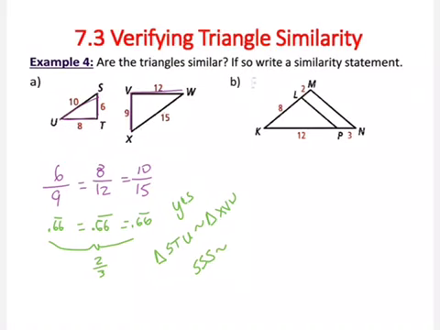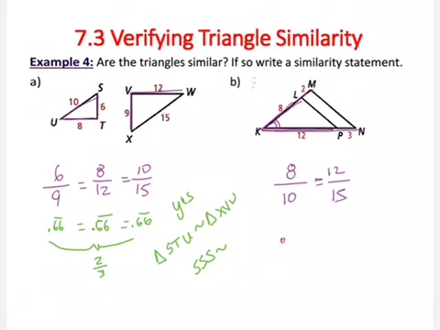Question B will do the same thing, but we should know that from previous chapters we have overlapping angles here. So they share angle K, so we have an angle. Now let's see if the sides are proportional. In this case we'll take KL, which is 8, over the entire length of KM, which would be 8 plus 2, which is 10. And then KP, which is 12, over the entire length of KN, which in this case is going to be 15.